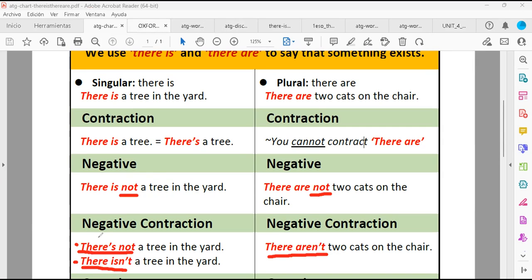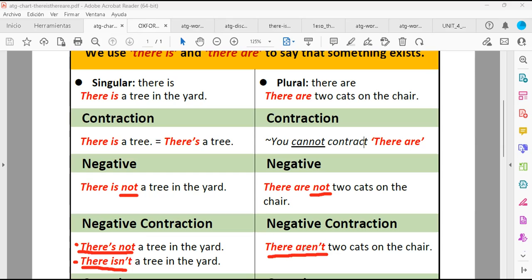Okay, there's not, there isn't. Lo mismo como cuando lo vemos el verbo to be, there's not, or there isn't. Well, and let's read the examples again. There's not a tree in the yard. There isn't a tree in the yard.